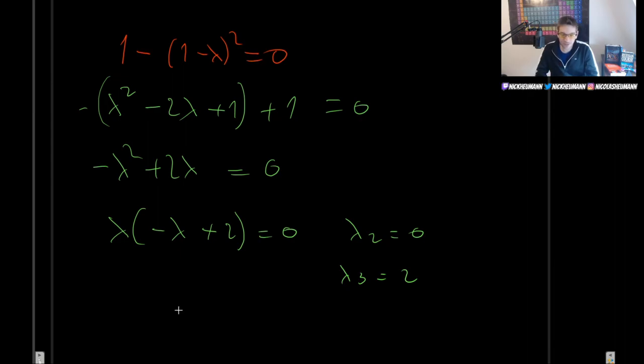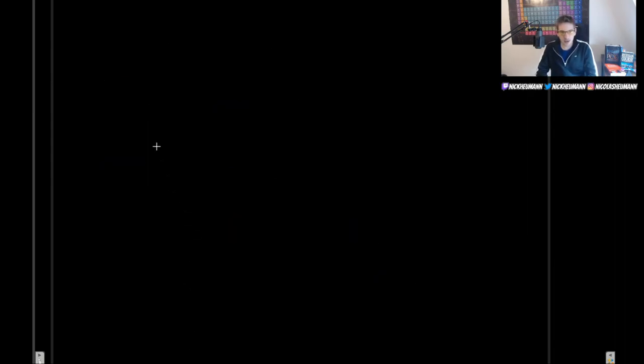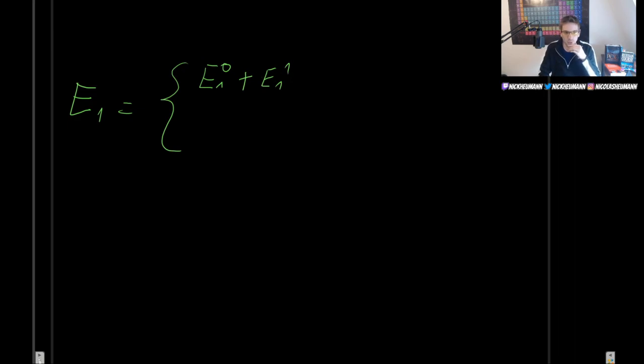Now this means that we can finally write down our energy levels. So what are the energy levels? The energy levels, including their correction, of the first excited state are going to be the unperturbed excited state plus the first order correction. Well, that's supposed to be a one. And what is the first order correction? Well, that is going to be exactly what we just found. So we found values for 0, 0, and 2. So it's going to be 2 times now.